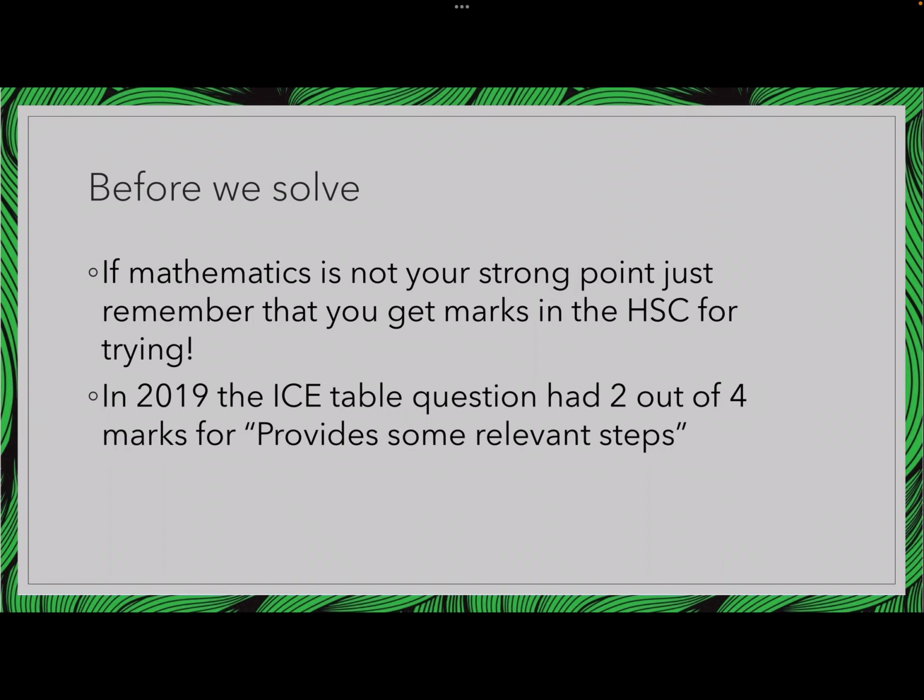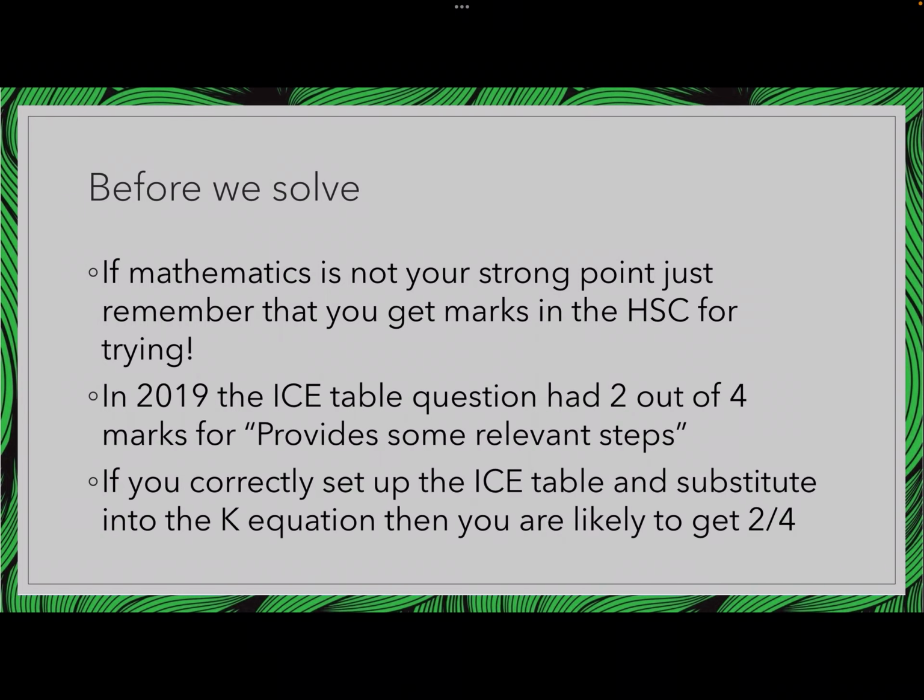In 2019, there was an ice table question that had 2 out of 4 marks for providing some relevant steps. So if you write down your ice table and start to plot things out, that's 2 out of 4 marks. You don't even have to get it right at that point. If you correctly set up your ice table and substitute into the K equation, you're likely to get at least 2 out of 4 marks. So it's better than just leaving it blank.